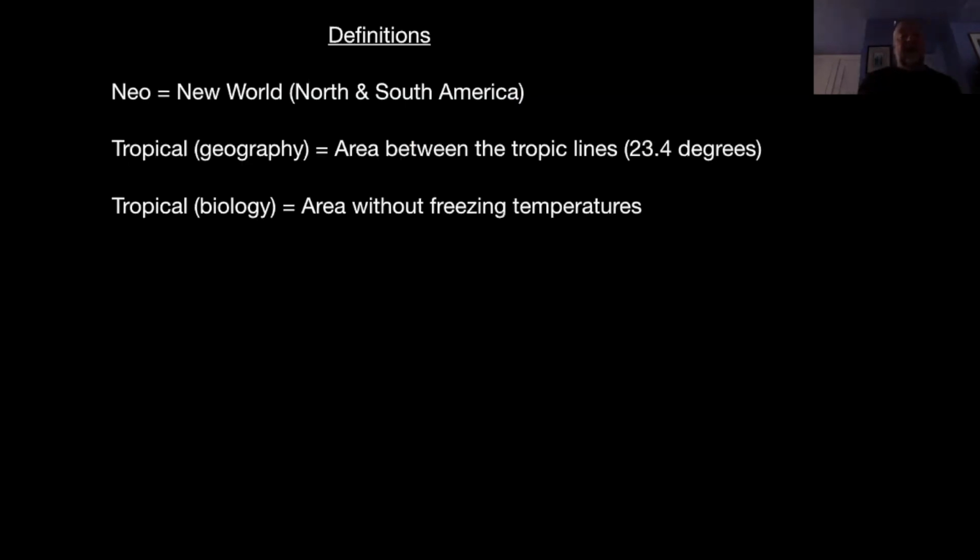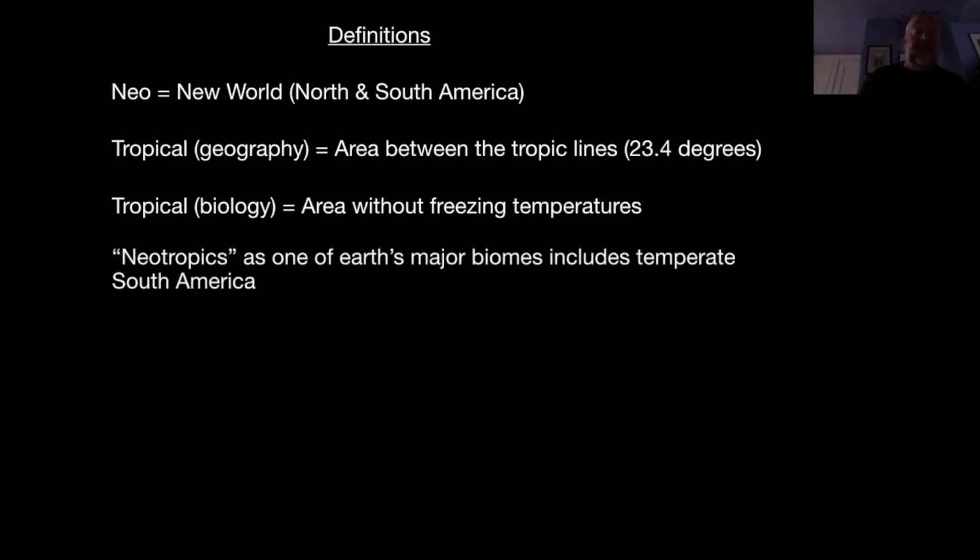From a biological point of view, we refer to tropical areas as areas without freezing temperatures at any point in the year. And the geographic and biological tropical areas are pretty close to the same. There are areas beyond the tropic lines that don't have freezing weather. And of course, high mountains within the geographic tropics have cold weather. There's snow-capped peaks on the equator in Ecuador. But generally, those two definitions match up.